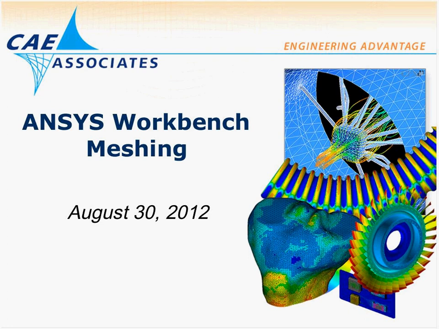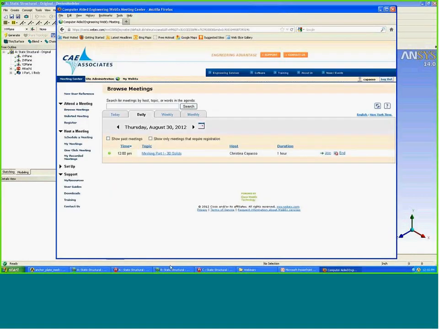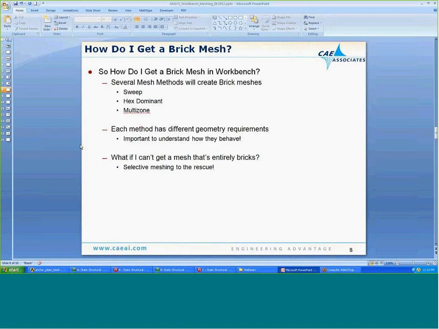Let me go share my desktop. And so now, the benefit of a brick mesh, you're probably wondering, how do I go about getting that brick mesh in Workbench? There are several different methods that we can use within Workbench meshing in order to create a brick mesh. We have the sweep method, the hex dominant, and the multi-zone, and certainly it's important to understand that each of these has different geometry requirements. So let's make sure we know that, so we know how they behave.